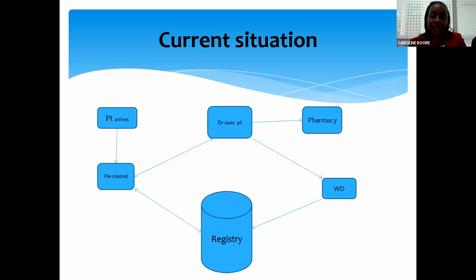And it's cyclical. It's the same thing that will happen the next time the patient comes. The file will have to be retrieved from the registry, taken to the clinics, and the patient is seen and the doctor decides, and it's cyclical.